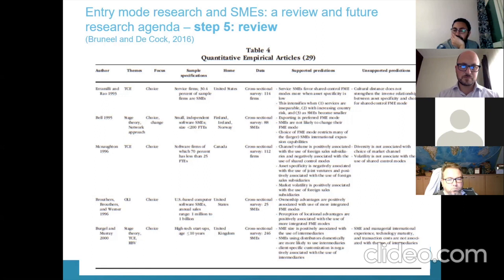And then we also point to what are some of the supported predictions and what are some of the unsupported predictions. If you go to the paper, you would see that this table on all 47 articles is extremely long. But this is again to establish transparency with the editor, with the reviewers, and also eventually with the audience after it's published, so that people can see how we coded each of these single articles.